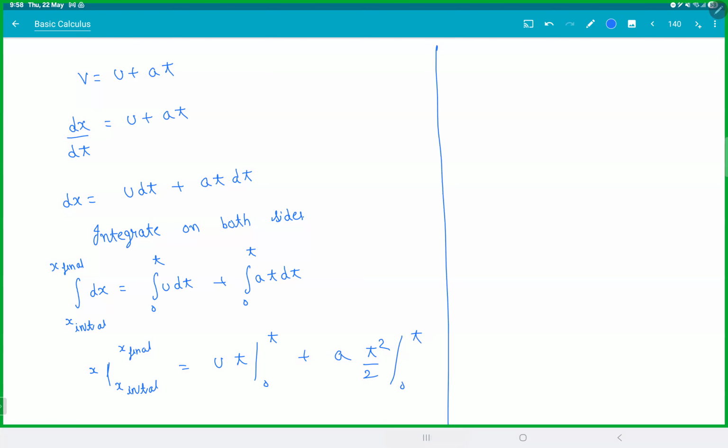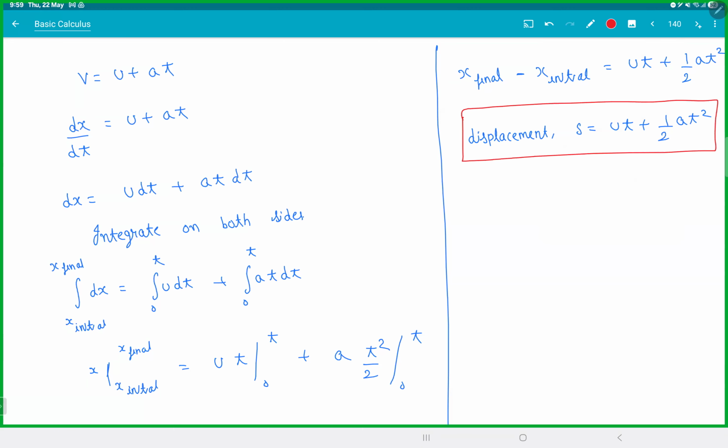If you substitute the values here, I will get x final minus x initial is u into t plus half at square. But we know x final minus x initial is nothing but displacement, which is s. s is equal to ut plus half at square. Remember this? This was your second equation in kinematics, which you studied. This is how these things were actually derived. I know in school they must have taught you with a graph or something.